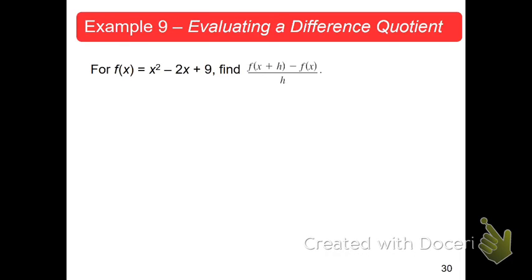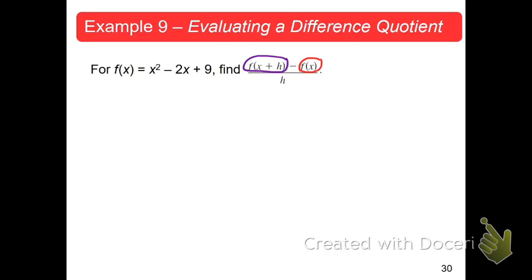So here it gives us f of x is equal to x squared minus 2x plus 9, and it wants us to find the difference quotient. You've got some different pieces here. The first piece is f of x plus h, and then we have another piece that is f of x, and then we just put it all over that h. So we've got to go find those two pieces.